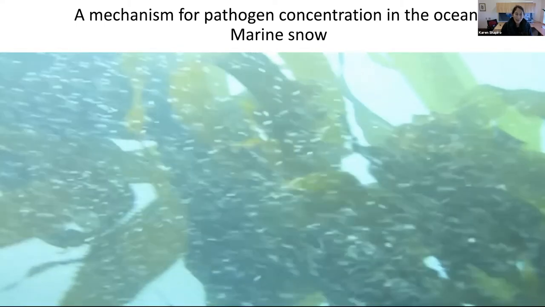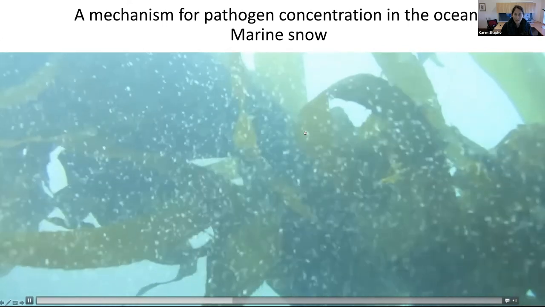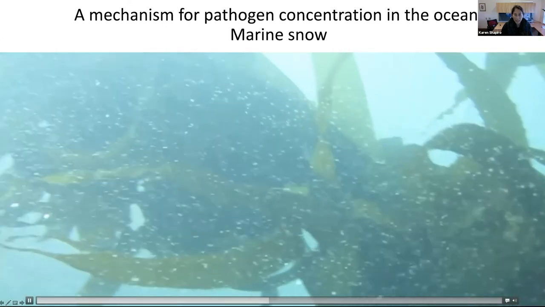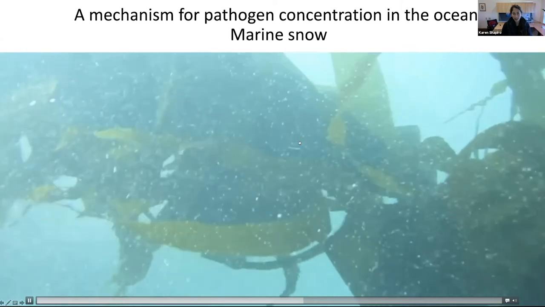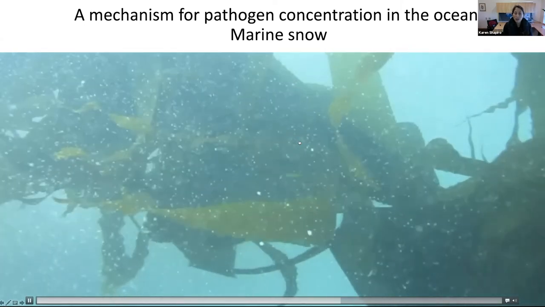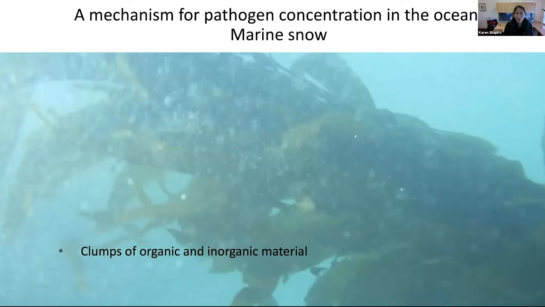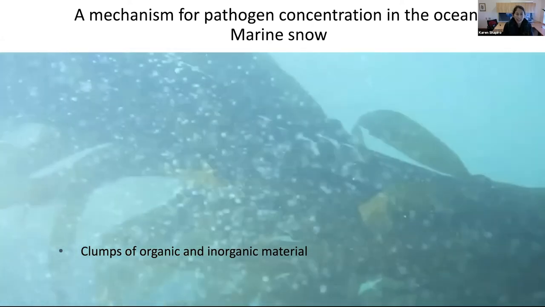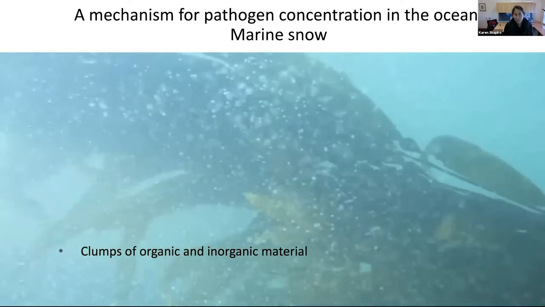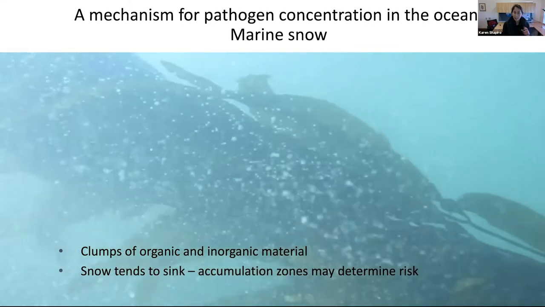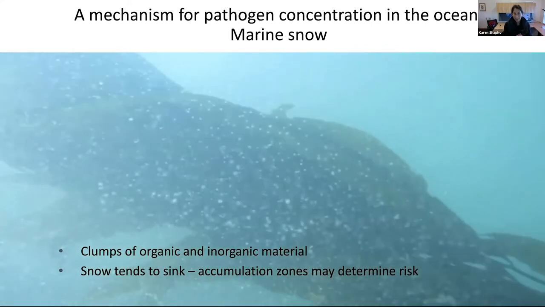And we learned about this really interesting phenomenon called marine snow. This is a video taken from a kelp forest, and you can see these white particles that are swooshing around. They're called marine snow. They're very important in the field of oceanography. They're basically clumps of organic and inorganic material. And the thing that's so significant about them is that they're packed with energy, with nutrients, and they sink. So this is one of the primary ways by which energy and carbon and nitrogen move from the top layer where there's photosynthesis in the ocean down to the benthos.